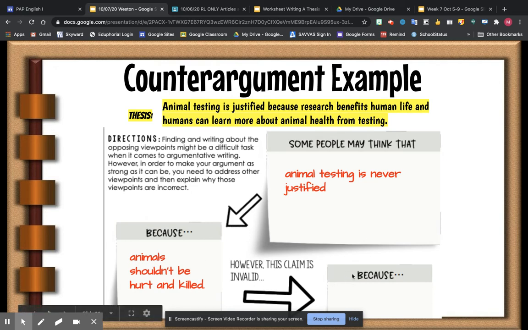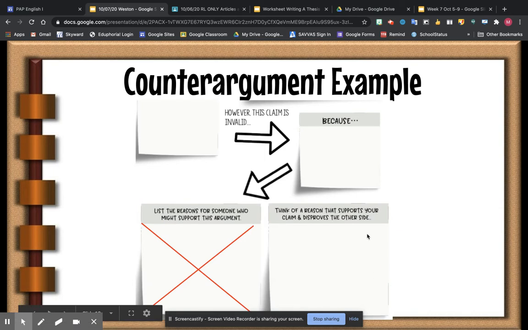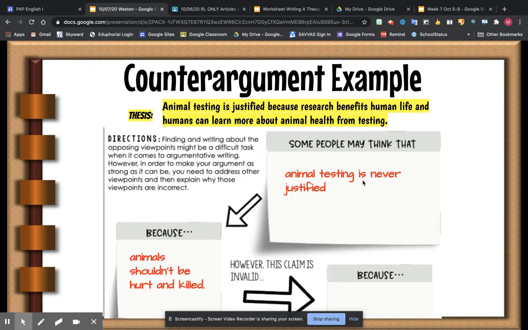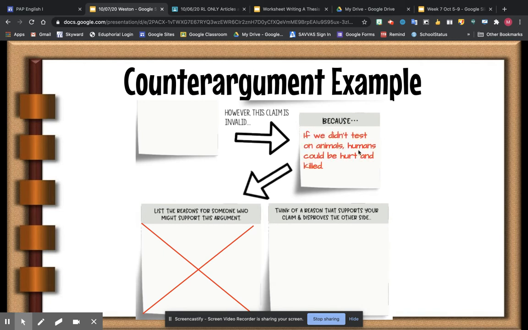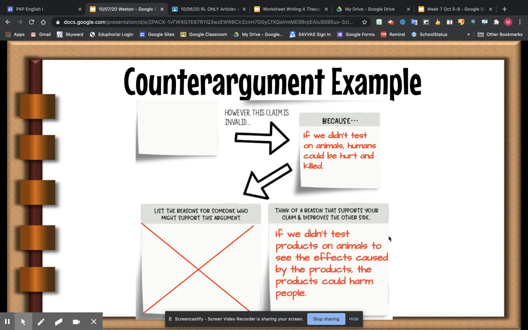However, this claim is, and we're going to have to explain how it's invalid. Sorry, so let me go back. However, this claim is invalid because if we didn't test on animals, humans could be hurt and killed. And then this one we're just not going to do, so we can X that box out. And then we're going to think of some reasons that support our claim. If we didn't test products on animals to see the effects, the products could harm people. It's pretty simple, pretty easy. So again, we just want to make sure we discredit that counterclaim.